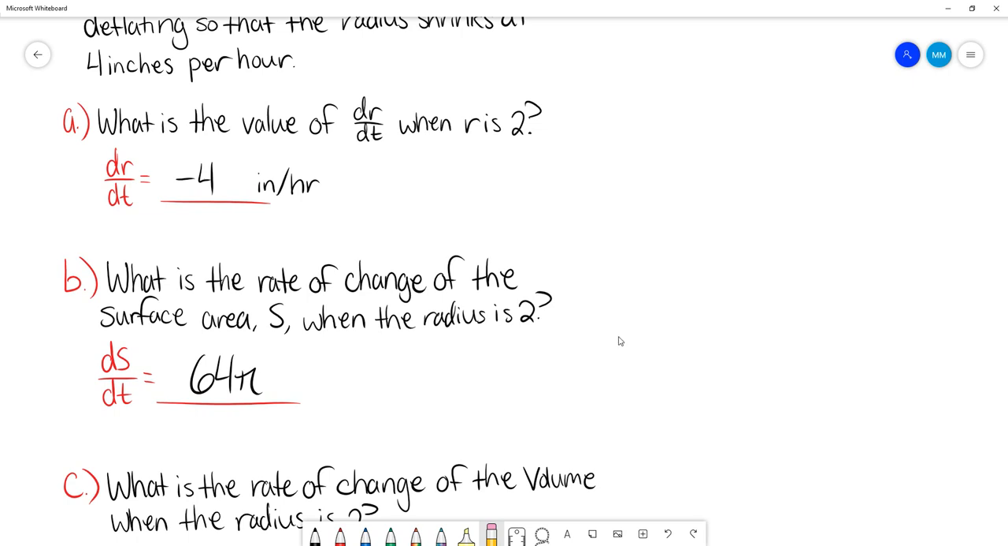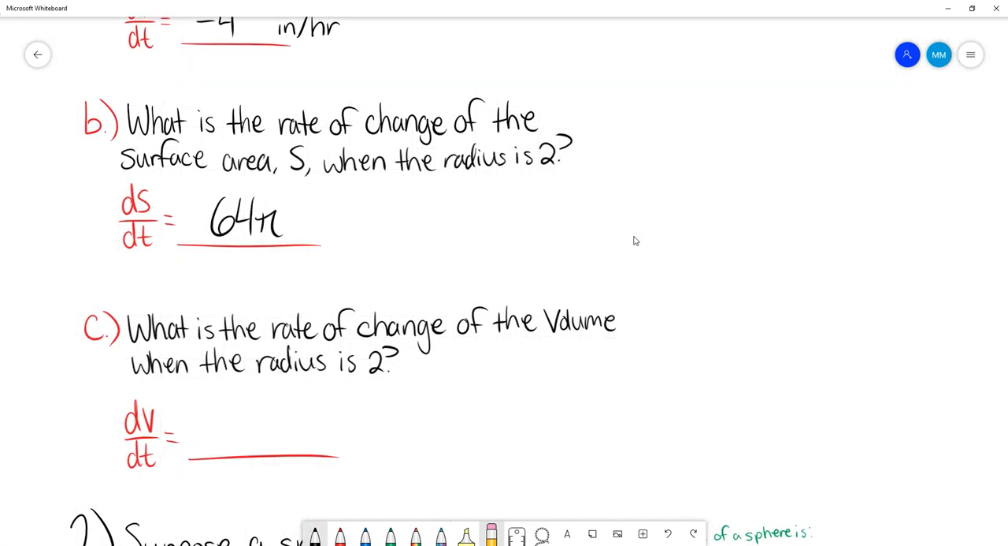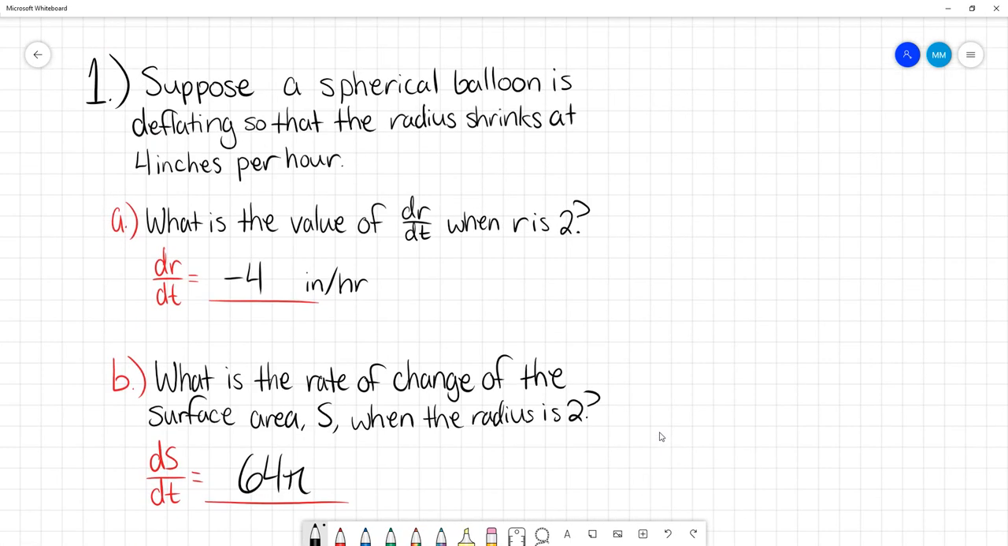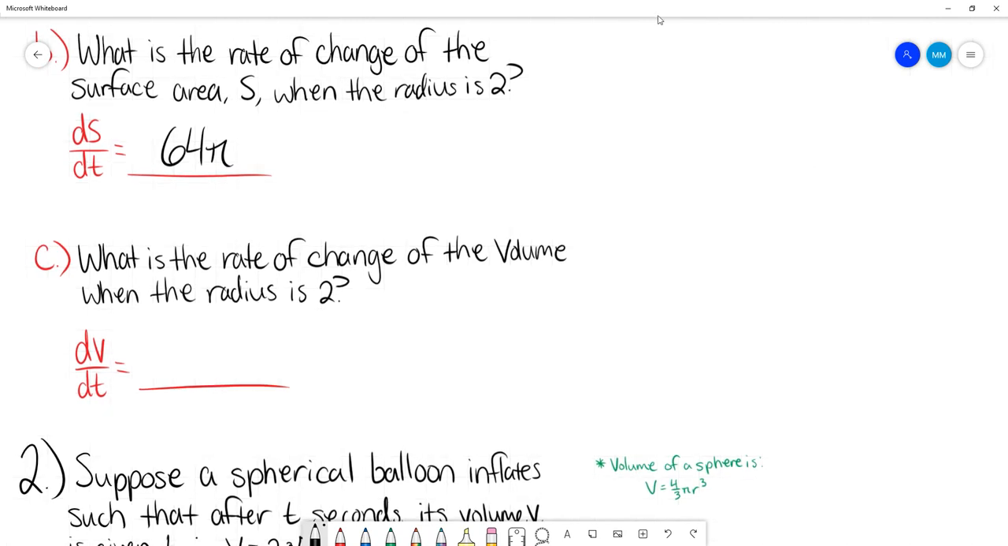So let's move on down to part C. It says, what is the rate of change of the volume when the radius is 2? Well, if you remember, it's a spherical balloon, so we have to know our formula for the volume of a sphere, which we'll write as V, is 4/3 times pi r cubed. Oh, and I actually have it written down here. It's a little note for us. So we want to figure out the rate of change of the volume, which is going to be the derivative of volume with respect to time.